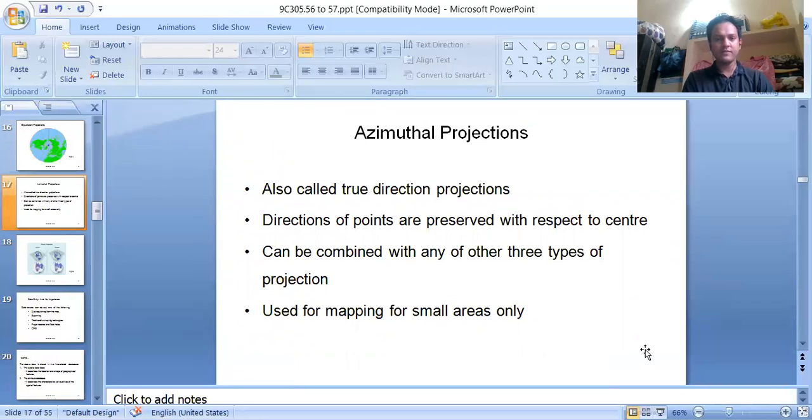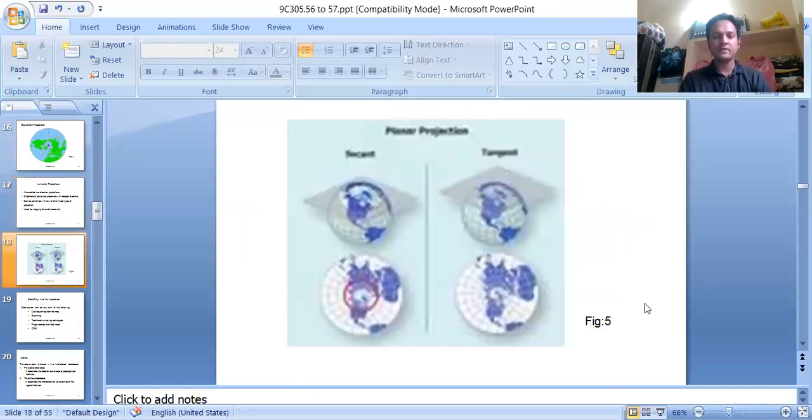And finally, we have azimuthal projections. These are also called true direction projections. It means directions of points are preserved with respect to the center. They can be combined with any of the other three types of projections and are used for mapping of small areas only. This is also used for small areas, but the specialty of this projection is that it can preserve true directions. Something like this.